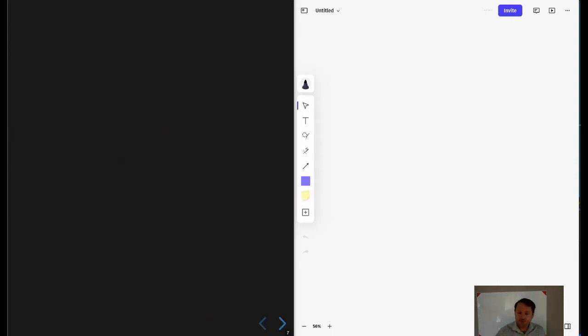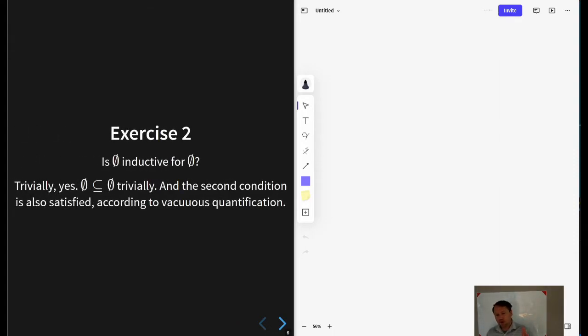Likewise, the second condition, the closure properties, holds again due to vacuous quantification, right? We'll take an expression E that is in the empty set, but there isn't one, so due to vacuous quantification, the sentences all come out true. So yes, indeed, the empty set is inductive for the empty set.